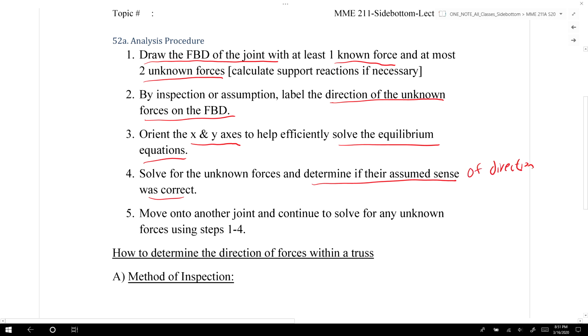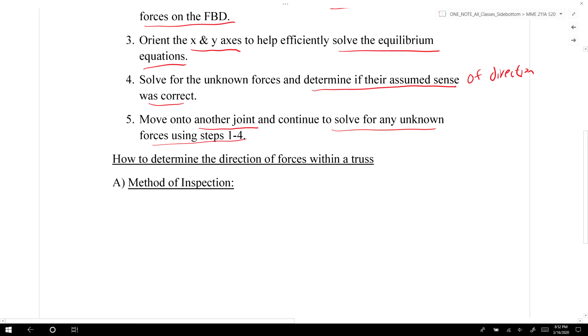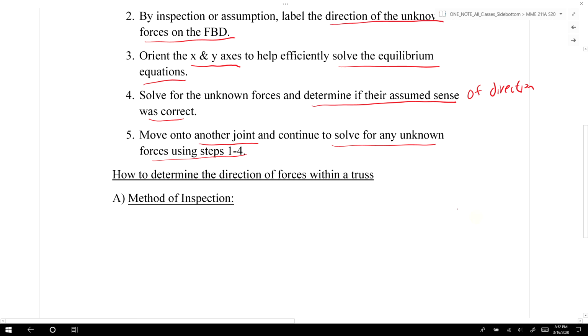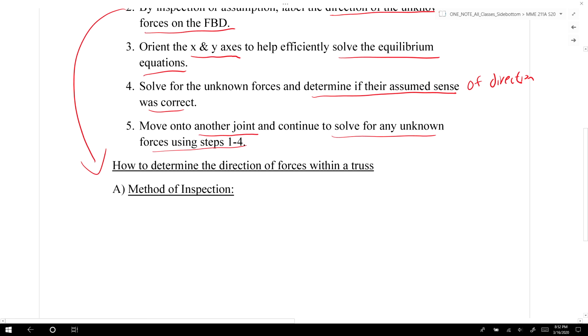The last step would be to go to the next joint and continue to solve for the unknown forces using steps 1, 2, and 4. So you will apply the method of joints at each joint within the truss. There are two methods which we talked about in step 2 of this process, where you can determine the direction of the forces within the truss. The first method is to use the method of inspection.